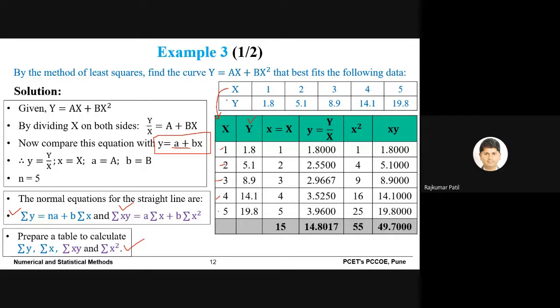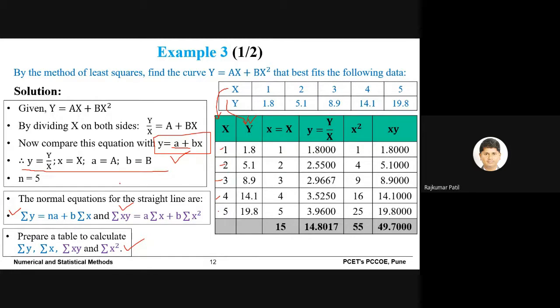Second column consists of the value of capital Y: 1.8, 5.1, 8.9, 14.1, and 19.8. Now, based on the modified equation y is equal to ax plus b and its corresponding relationship with other values, you need to prepare the next column.